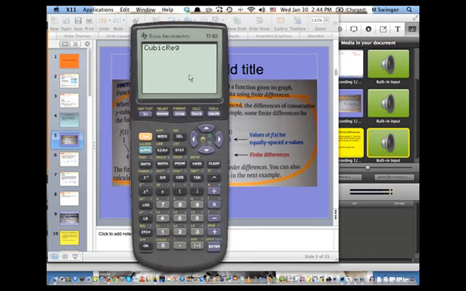Some people, if you use different lists than list 1 and list 2, you have to type those in. So if you put X's in list 2, comma, second list 3, then you can hit enter after that. But I did not, so I will delete those. Okay, so cubic reg, enter, and this is what you get.